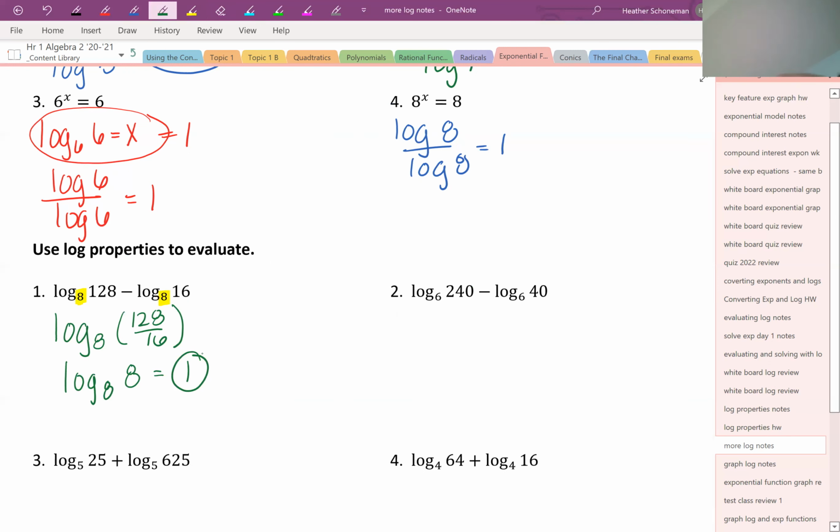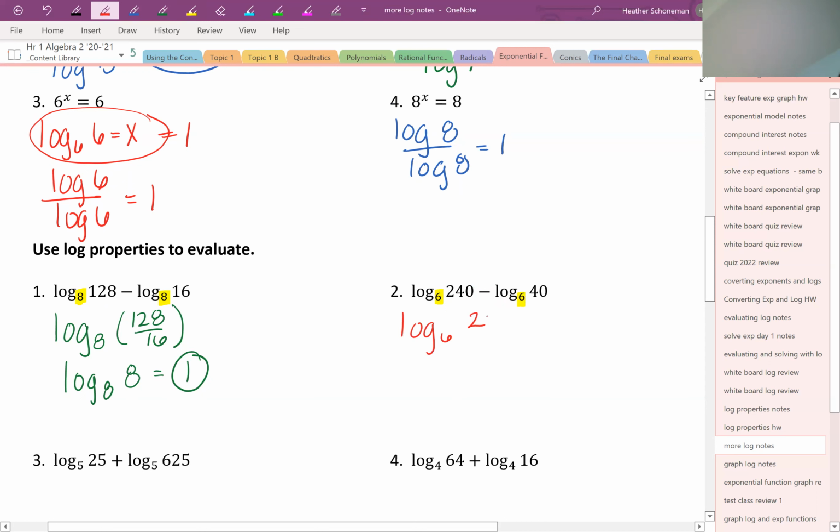Okay. Number 2, we're going to try and see if we can write these as powers of 6, but it's not going to happen. You can check the properties or powers list. It's not there. So what's my next plan? Well, because this is division or minus, I can write it as division. So I'm going to have log base 6 of 240 over 40. And 240 over 40 is just 6. So it's log base 6 of 6, which is just 1.